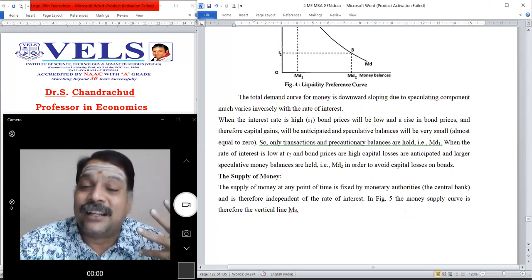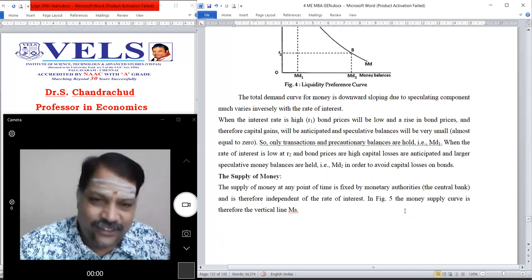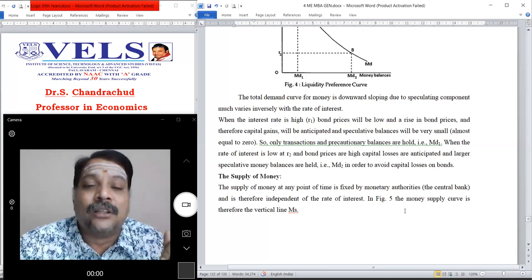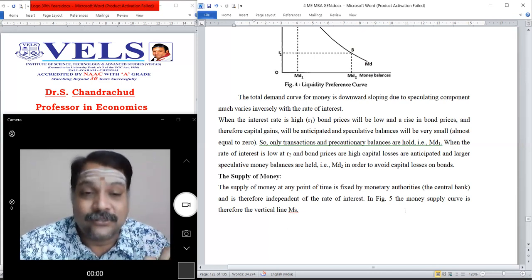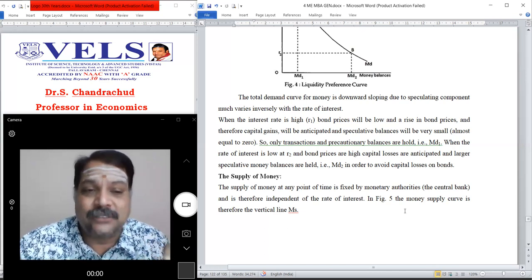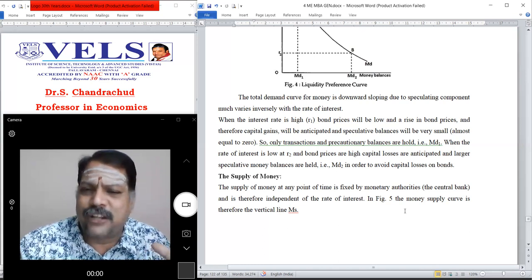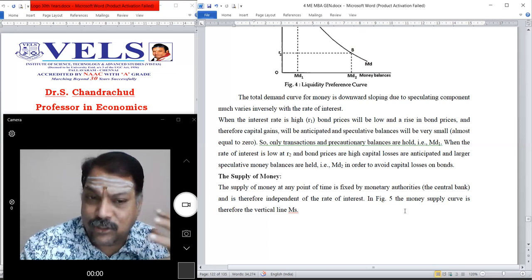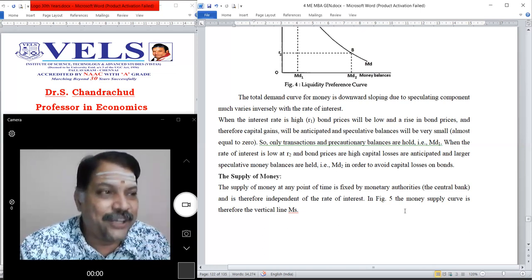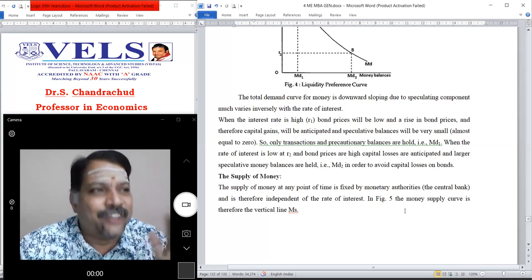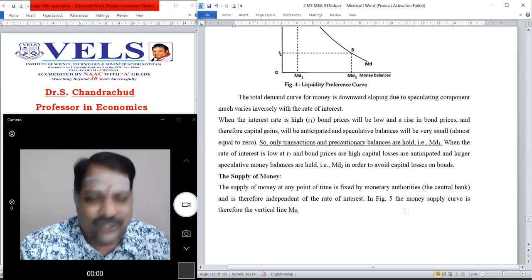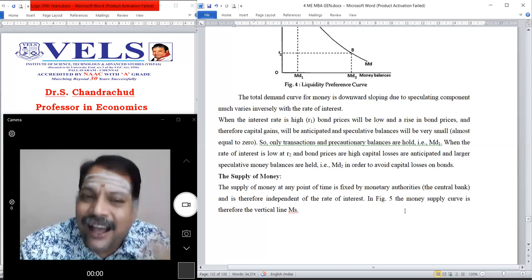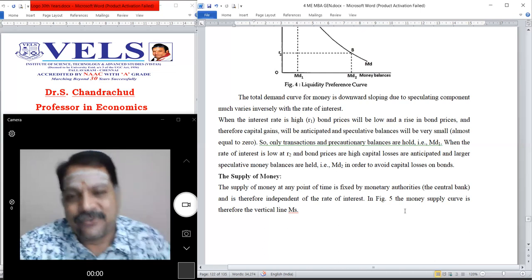When the rate of interest is low, say in the case of R2, the bond prices are high, capital losses are anticipated, and large speculative money balances will be held. Why? MD2, in order to avoid the capital loss. When the interest is very high, they will not keep more money with them, they will invest in order to get the capital gain.